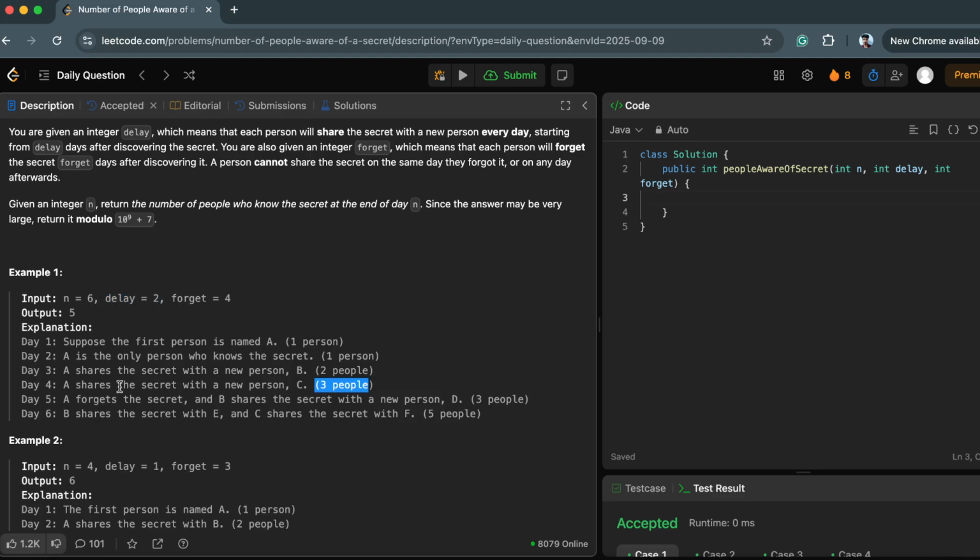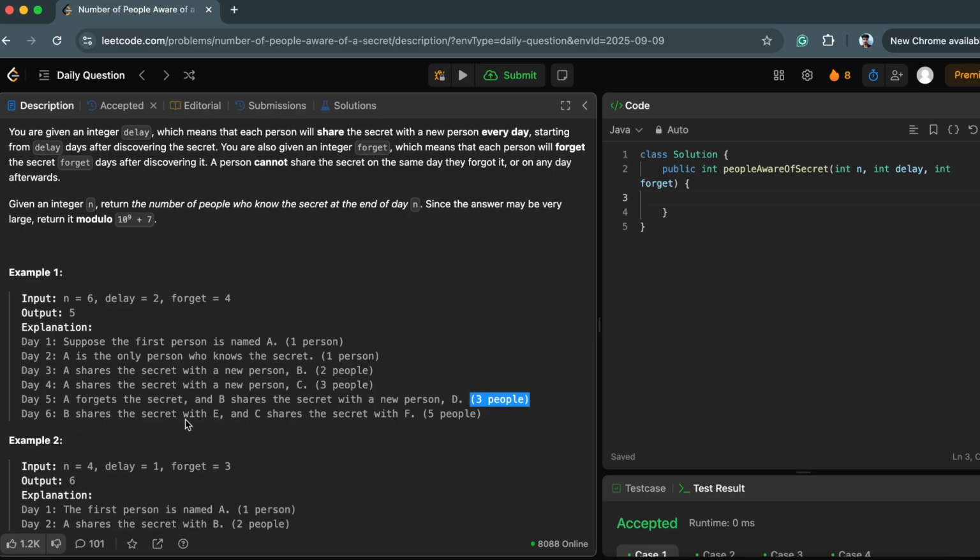On day 5 A will forget the secret because here the forget is basically 4. So from day 1 to day 5, 4 days have passed, so on day 5 he will forget the secret. B shares the secret because now B got activated, the delay is done. So B started sharing the secret with a new person. Let us suppose D is the new person. So in total 3 people know the secret on day 5.